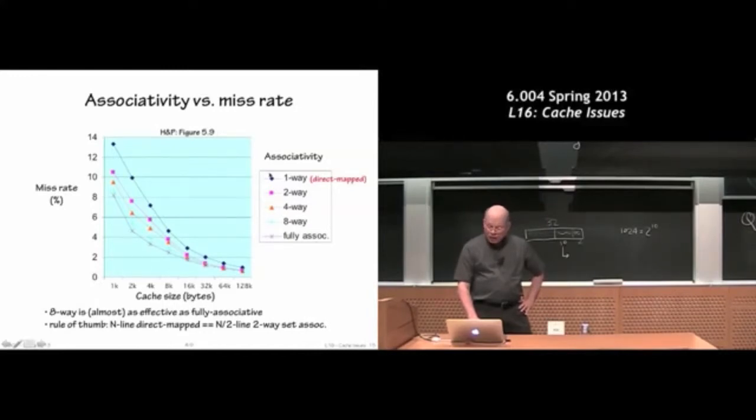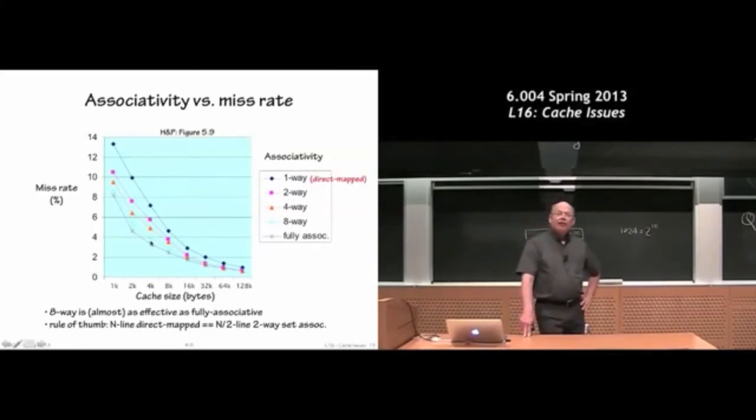So what you'll notice here is that an 8-way cache, this line that's just above the fully associative, so the best you can do is down here. So this is potential measurements of a particular benchmark. You notice that the 8-way cache performs almost as well as a fully associative cache. Does that intuitively make sense?